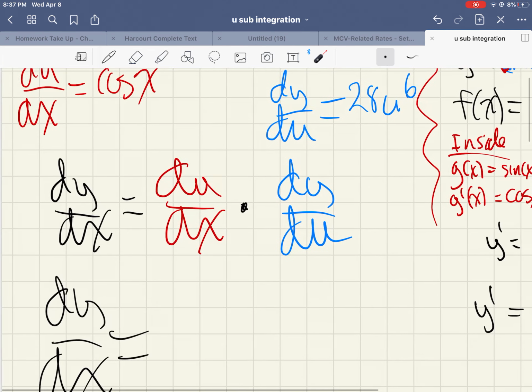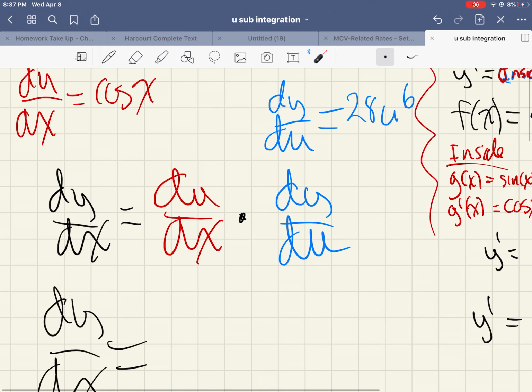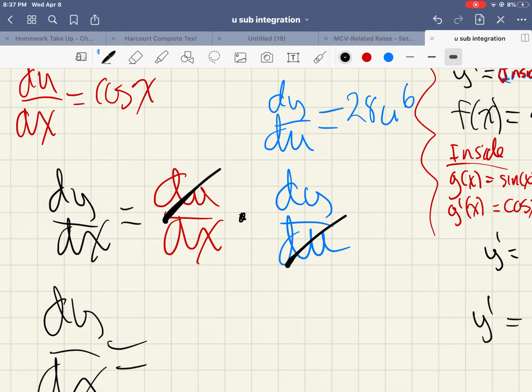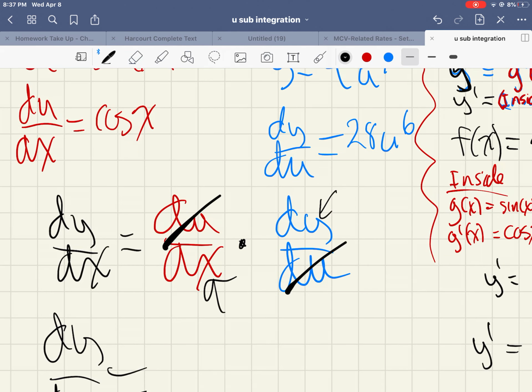Then I need to check and see if I've done it right, and if I have done it right, some things should cancel out here. So the du over the du will cancel out, and I'm left with dy by dx, which is good, that's what I want. And now I need to multiply the derivatives together. So I'm going to multiply cos x, and I'm going to multiply 28u to the 6th, but I have to recognize what u is. u is that inside function.